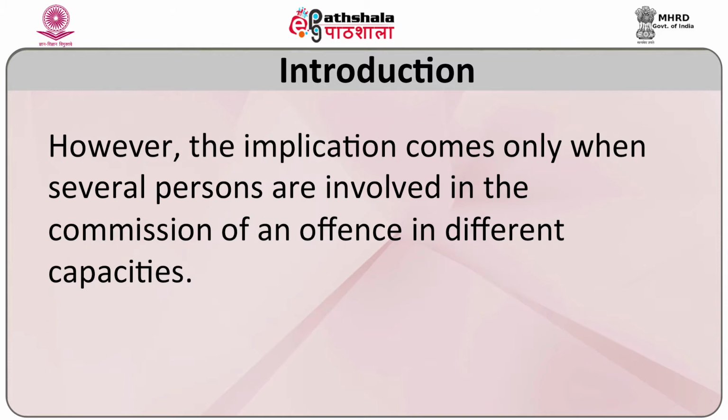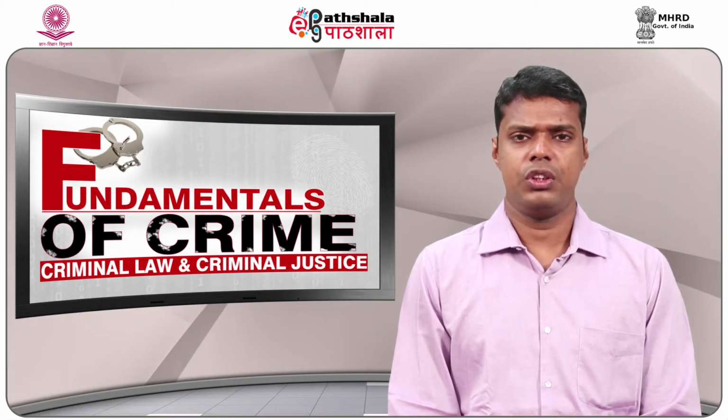However, the implication comes only when several persons are involved in commission of an offence in different capacities. Let us say one is the actual offender and the rest are facilitators. In such cases, a distinction should be drawn between the act of each of such individuals according to their mode and degree of participation or involvement in the commission of the offence for ascertaining guilt and awarding punishment. Such persons are broadly classified into principal and abettors.